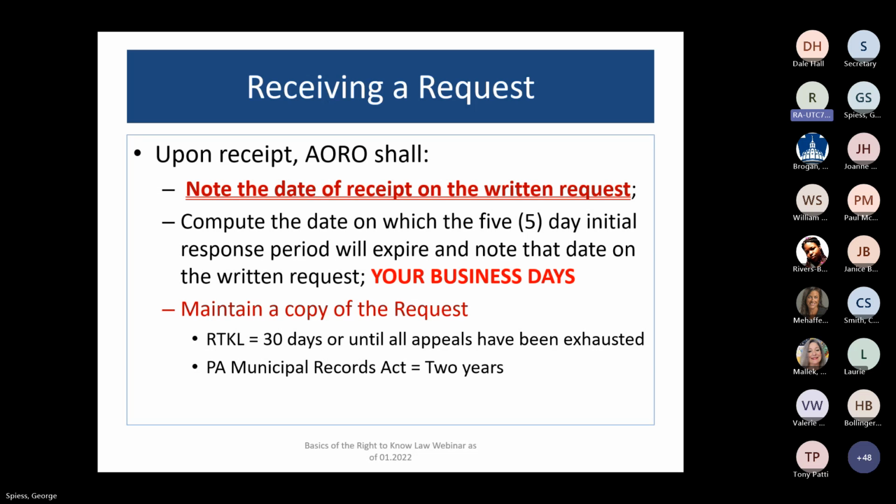But after 2 years, if there's no need to keep any of the records related to a right to know request, you can get rid of it. Okay, you can just dispose of it as you see fit. That's the standard that I would recommend.